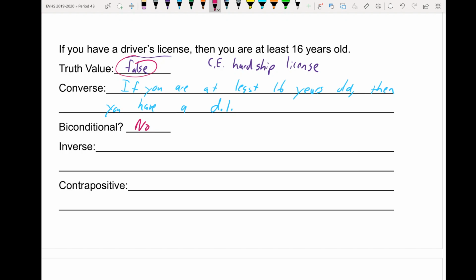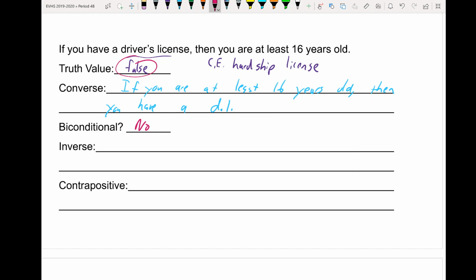But just for kicks, is that true? If you are at least 16, then you have a driver's license? No, my autistic friend proves that one wrong, right? He's 30 years old and does not have a license. Never wanted one, right? Okay.